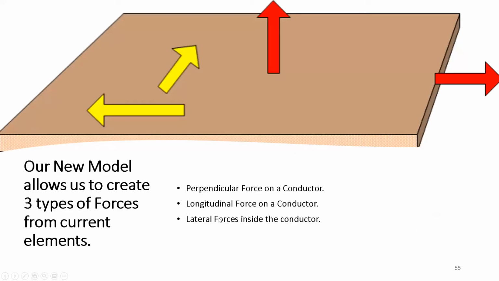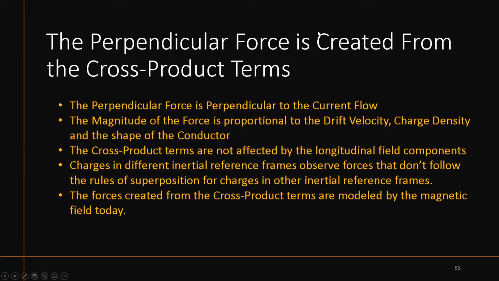And so this new model allows us to create three types of forces: the perpendicular one, the longitudinal one, and the lateral ones, which are forces in the material. So the perpendicular force is created from the cross product term. That's really just a magnetic force, or what we use the magnetic field to model today.